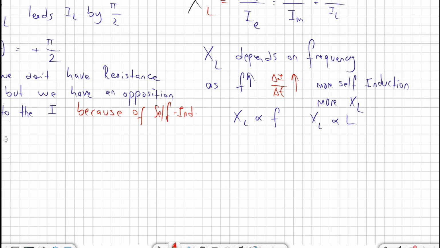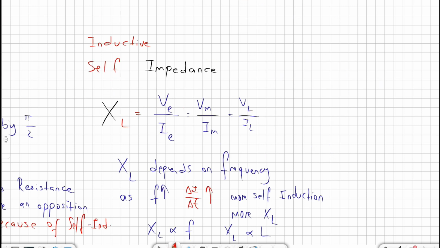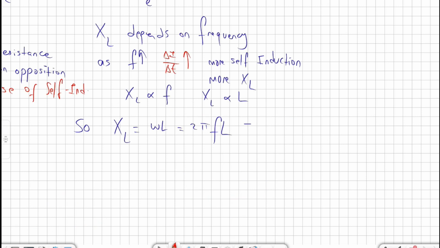XL is directly proportional to the coefficient of self-induction. So we can write XL as omega times L, which is equal to 2 pi F L. V over ampere is the same as ohm, so the unit of impedance is still ohm. We can play with the units a bit more.